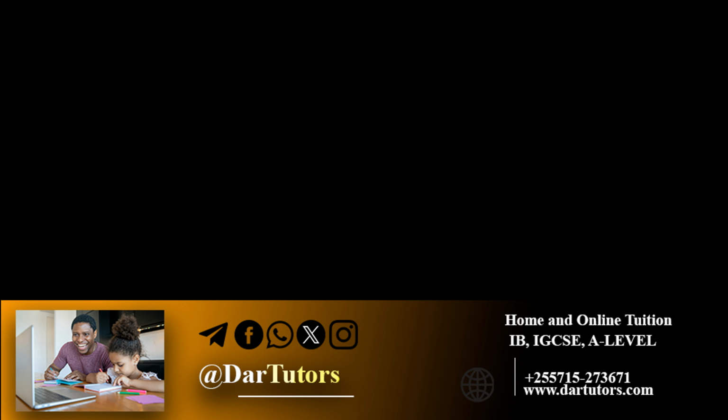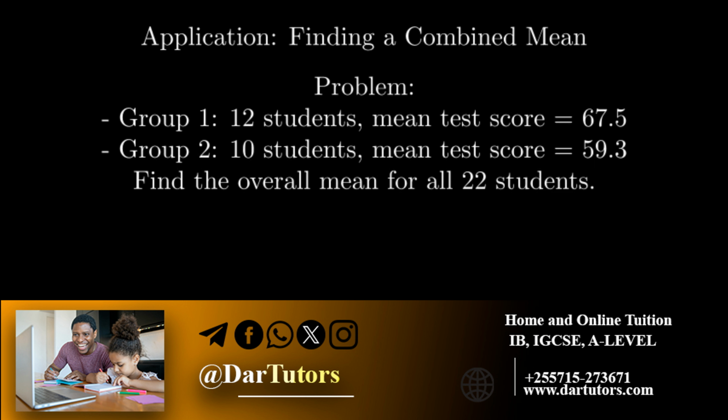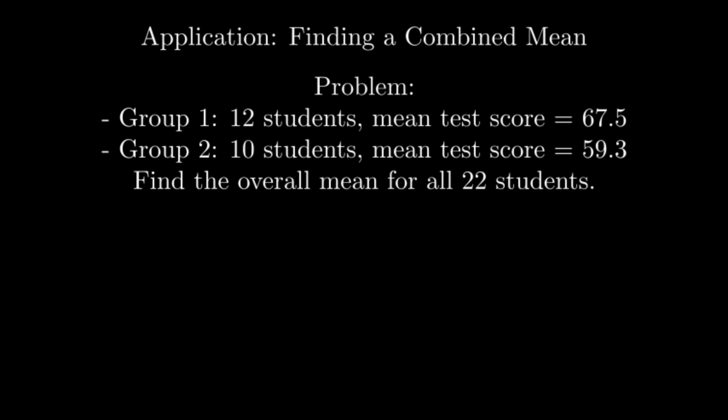To wrap things up, let's tackle a common problem type: finding a combined mean from two different groups. This is a great application of the mean formula. Imagine one group of 12 students has a mean test score of 67.5, and another group of 10 students has a mean score of 59.3 on the same test. What is the mean score for all 22 students combined? A common mistake is to just average the two means, 67.5 and 59.3. But we can't do that because the groups have different sizes. We need to calculate a weighted average.